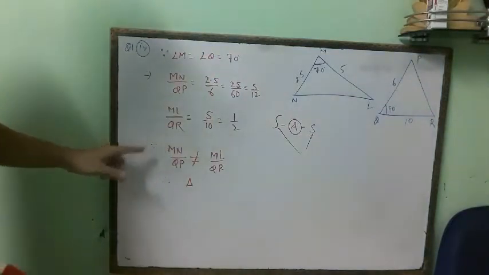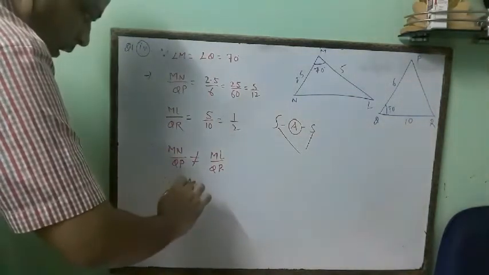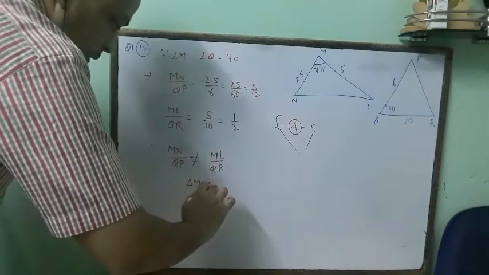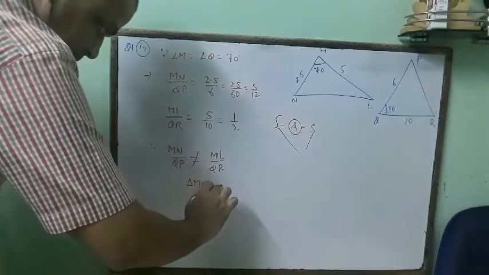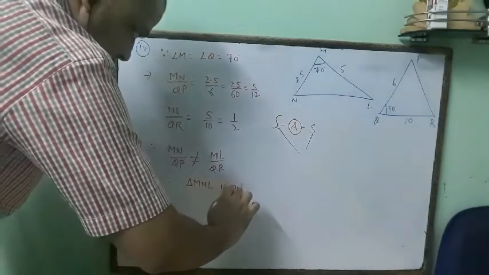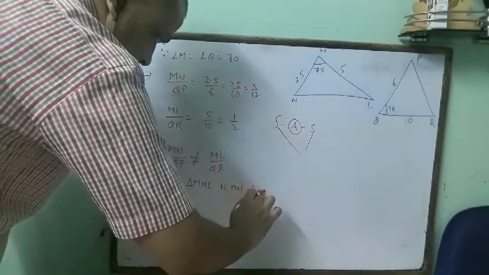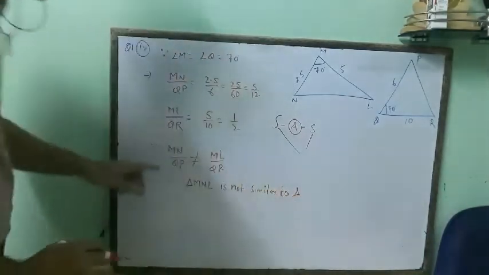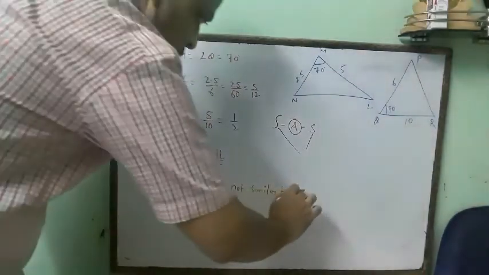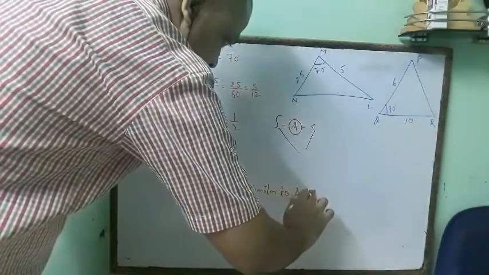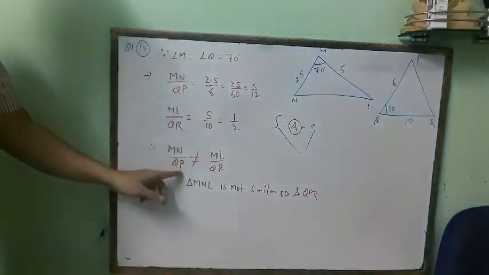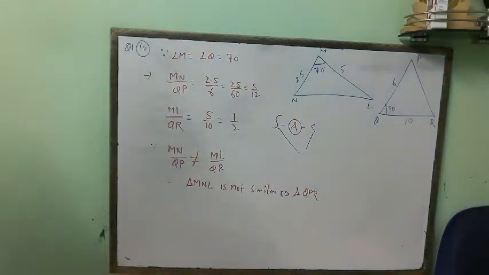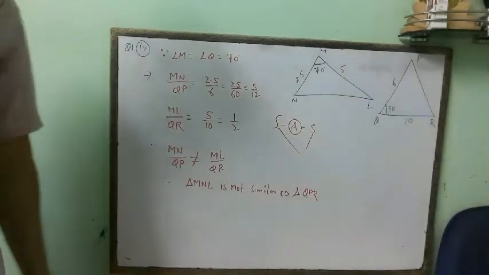we have to choose the name carefully. If we start with M, triangle MNL is not similar to the triangle, the corresponding of M is Q, corresponding of N is P, and of L is R. So the triangle name will be QPR.